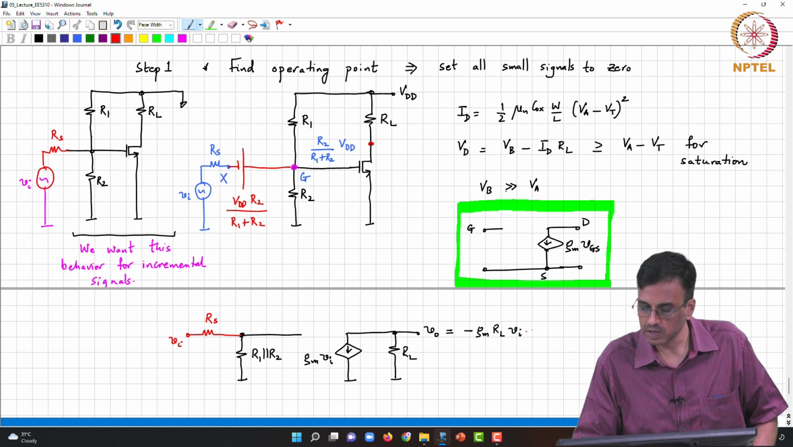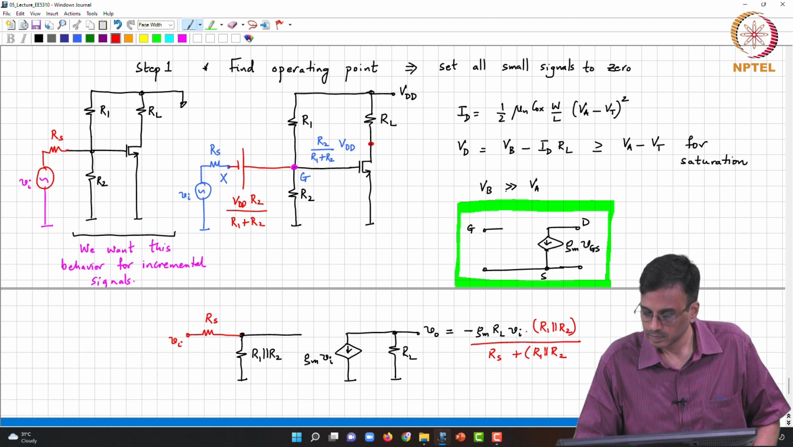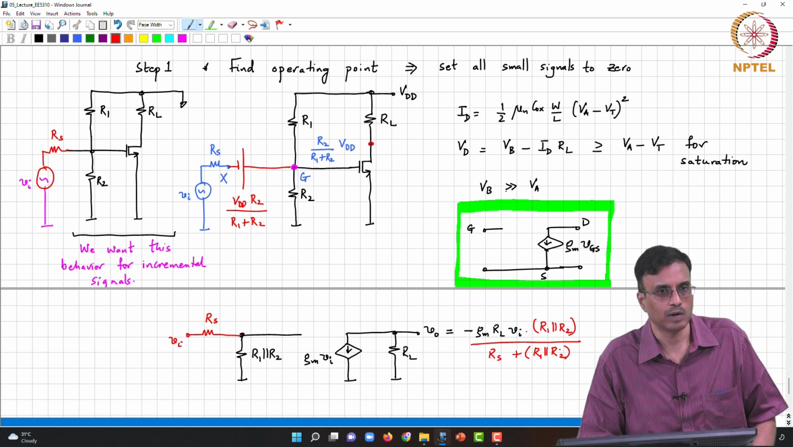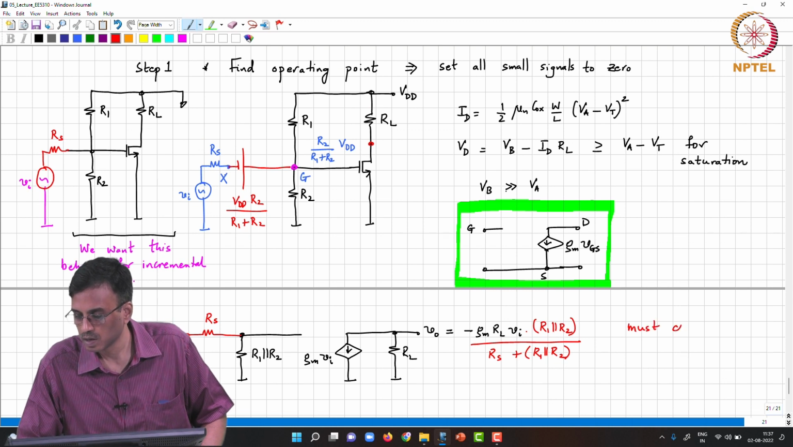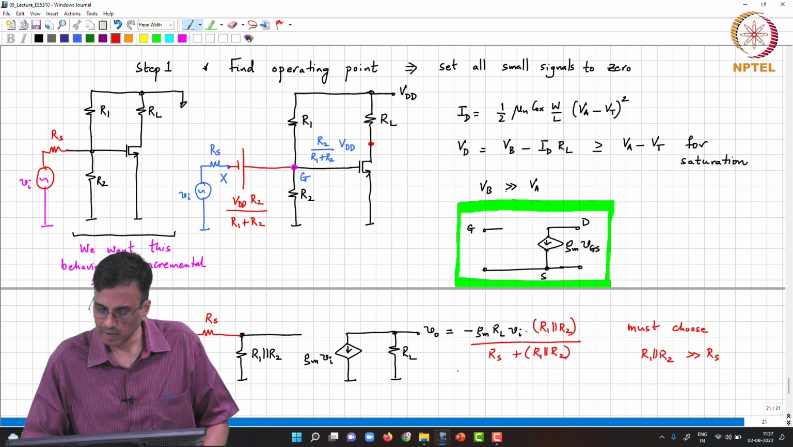Okay. So, what will be the output voltage now therefore? Into R1 parallel R2 by RS plus R1 parallel R2. Okay. So, as an aside, what comment can we make about R1 parallel R2? How should we choose R1 parallel R2? If you want to make sure that the gain is not affected very much, we must choose R1 parallel R2 to be much larger than RS. Then this will approximately be minus GMRL times P.